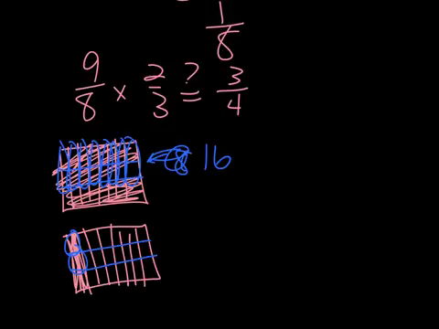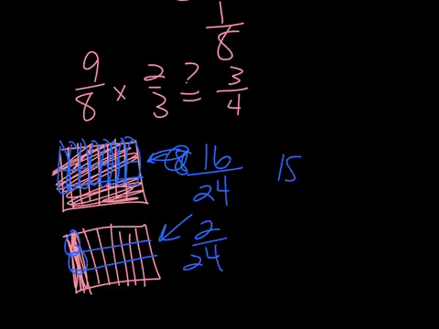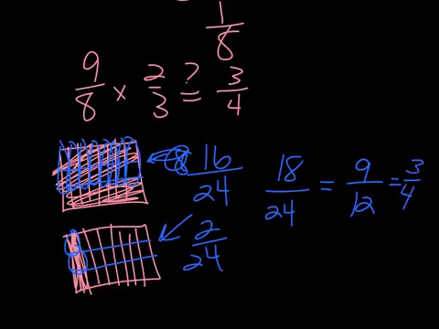And what size are they? Well, we had 8 pieces cut into 3. So those are 24ths. So we have 16 24ths here. And down here we have 2 more 24ths. So we have a total of 18 24ths. And when we reduce that, divide each by 2, that is 9 12ths. Oops, you could have divided by 6. So divide by 3 is 3/4. And that is the answer that we should get.